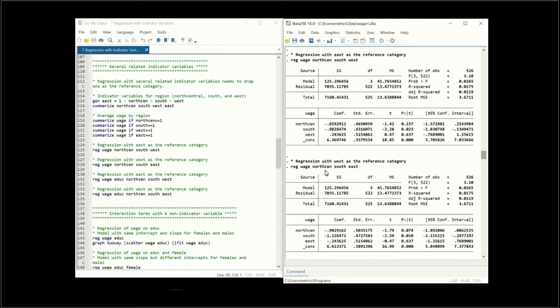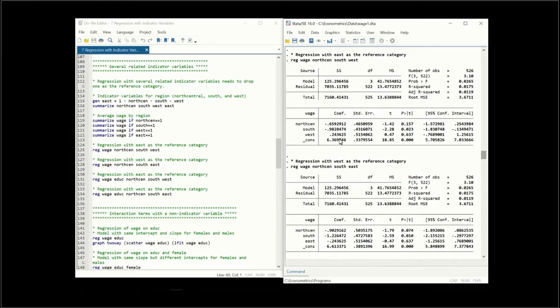So if we actually pick up now West as the reference category, so West is the one that's not included, we would have that in comparison to the West, North Central region would have 90 cents lower wages, and then South would have $1.23 lower wages in comparison to the West. So if you look at these constants, this constant actually is exactly the average wage for the reference category. So this is the average wage for the East region, and this is the average wage for the West region.